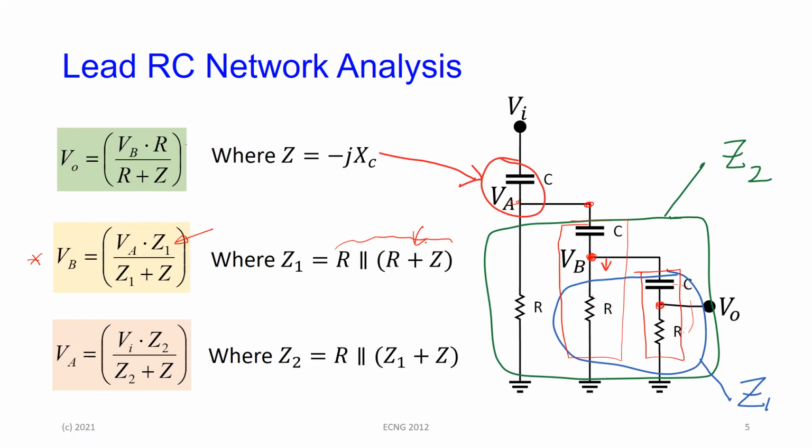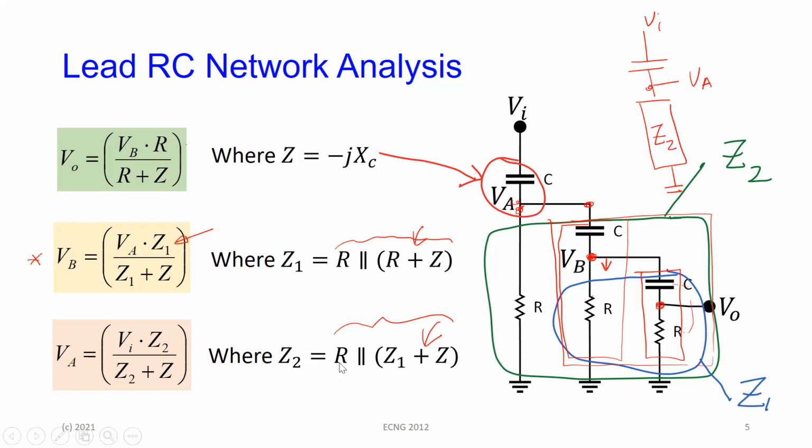And then the last thing is that you try to get VA in terms of VIN. What VA is seeing is R in parallel with all of this, which is this one. So this now is another impedance divider. Basically what you have is the capacitor here and an impedance. So this is VA and this is VIN, and that impedance is Z2, this whole thing here. Any clearer?